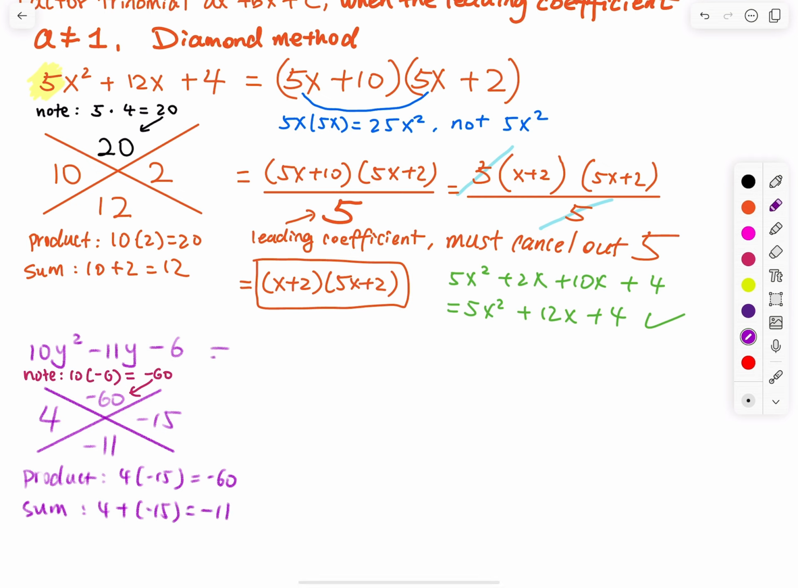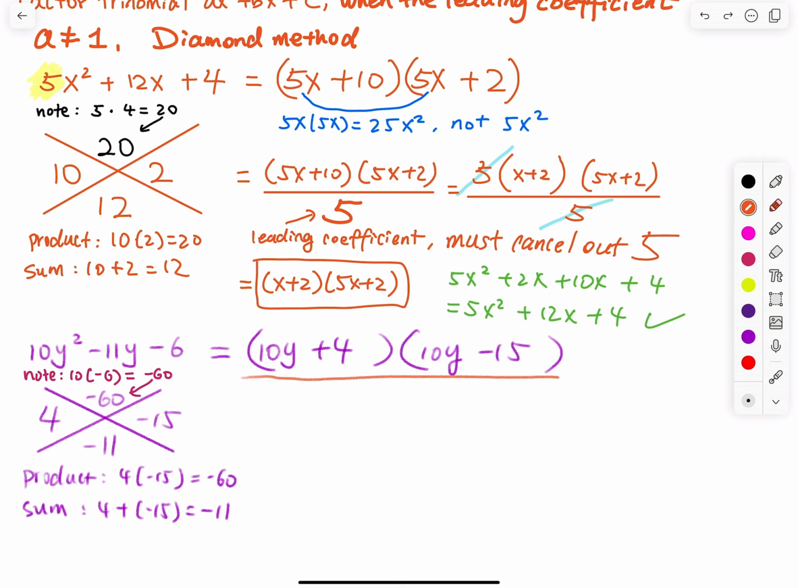And then go ahead. Prepare two parentheses. The leading coefficient is 10. All right, then 10y plus 4, minus 15. 10y times 10y is 100y squared. So we cannot just leave it like that. Therefore, we must take this divided by what? Divided by 10, because the leading coefficient is 10.